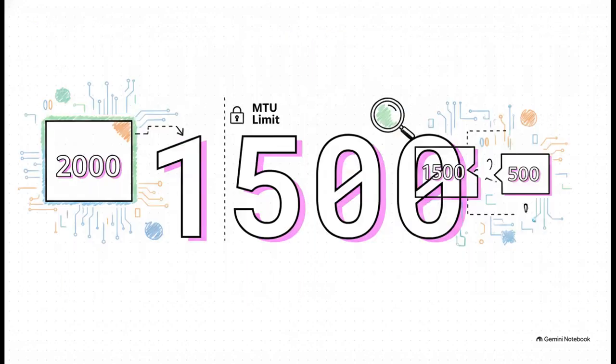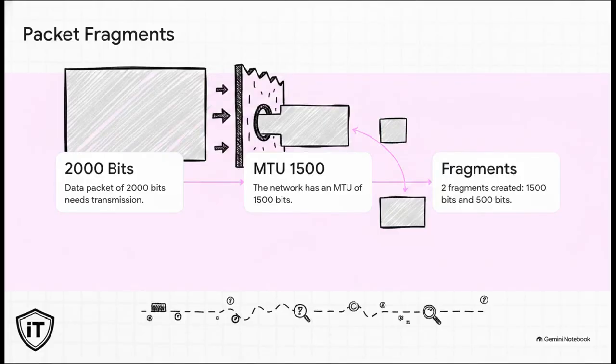Simple as that. Now, for some quick network math from question 10. Imagine you're managing a network where the maximum transmission unit, the MTU, is rigidly set to 1500 bits. It's a super common threshold. But what happens if a much larger data packet, let's say 2000 bits, needs to transmit across this specific network? Well, because of that strict 1500-bit threshold, the network just can't swallow the 2000-bit packet whole.